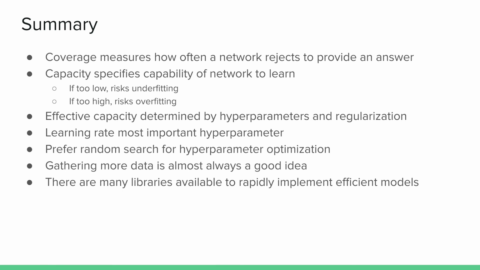And the effective capacity of our neural network is determined by our hyperparameters. We can tune these hyperparameters, and if the capacity is too high, we can reduce it by adding regularization. The learning rate is the most important hyperparameter, and when you're doing hyperparameter optimization, you're searching for good ones here. Perform a random search instead of a grid search, because that's more efficient and you will more likely get a good set of hyperparameters. If you only have time to tune one hyperparameter, go for the learning rate.